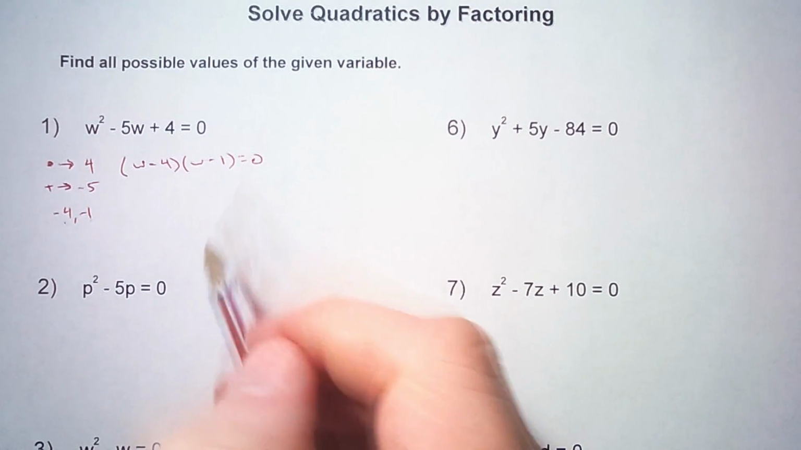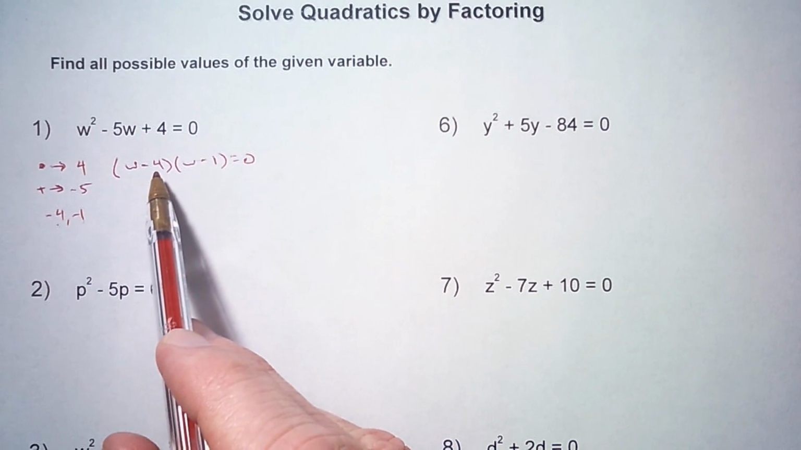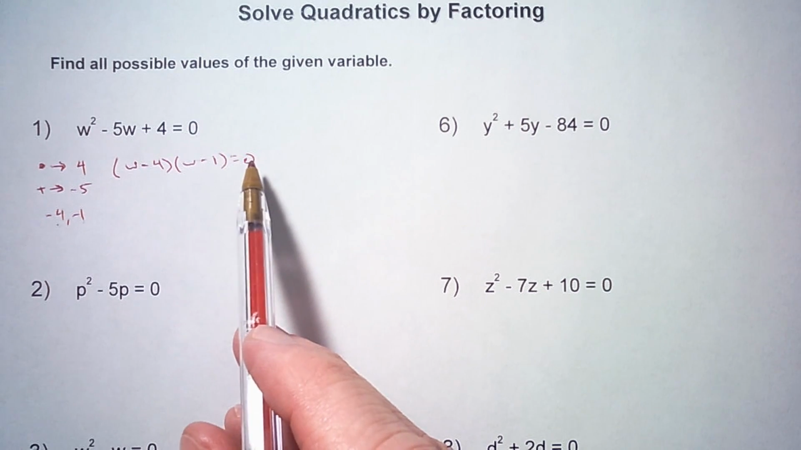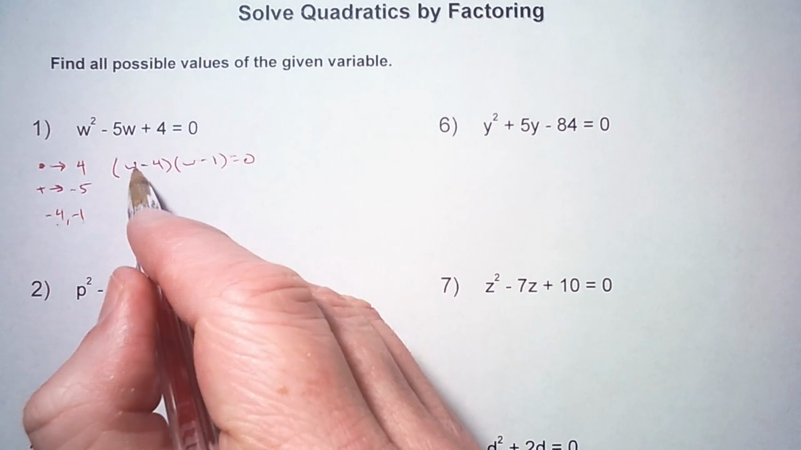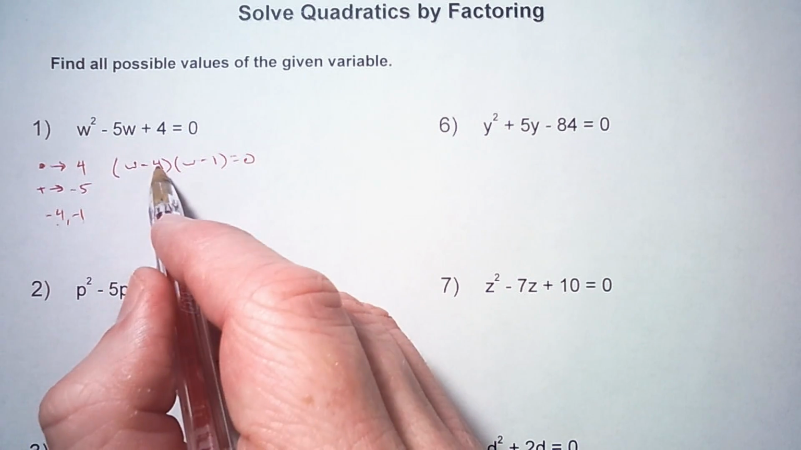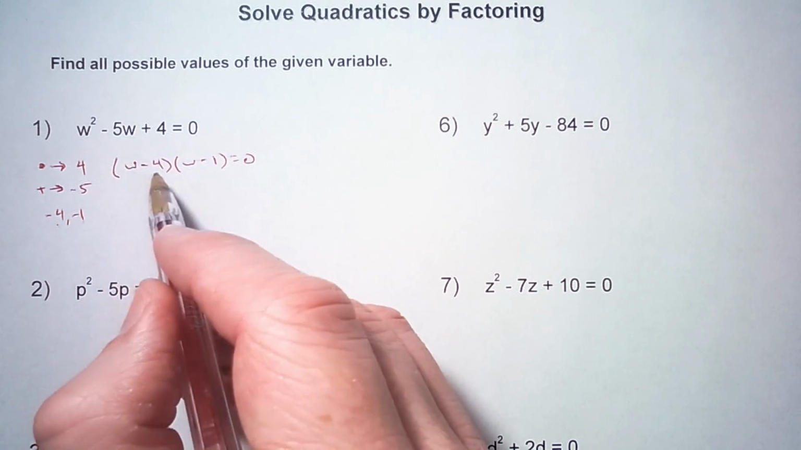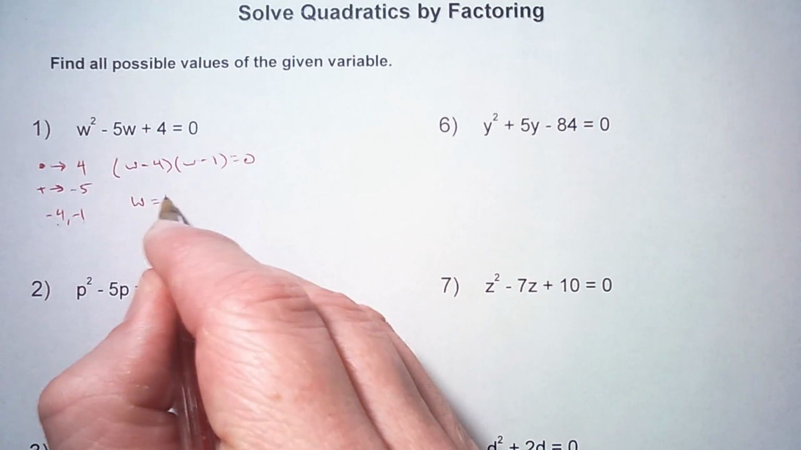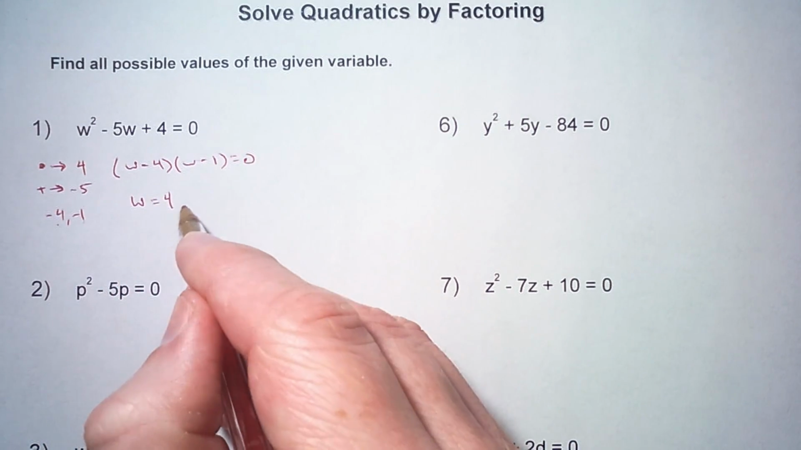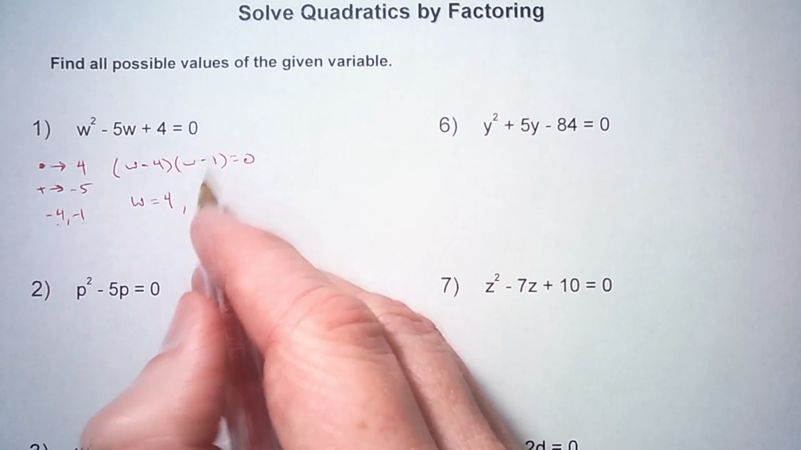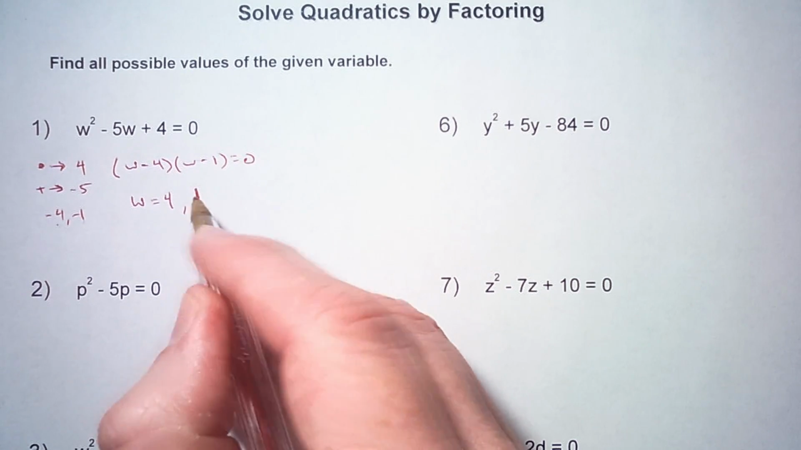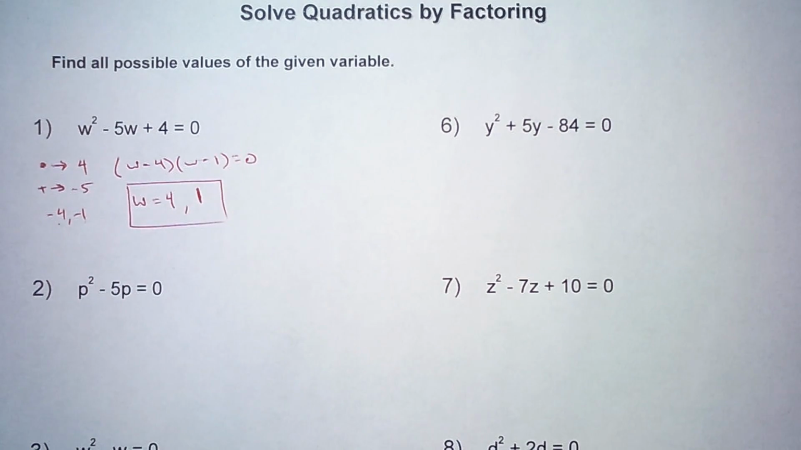Now from here I can get my 2 solutions. When 2 factors are multiplied together and their product is 0, that means that at least one of these factors is 0. So we're looking for what values of w would give me a factor of 0. If I put a 4 here, I would have 4 minus 4. That would make this factor equal to 0. So w could be 4. Or if I put a 1 here, 1 minus 1 is 0, so that would make this factor a 0. So w can be 4 and it can be 1.